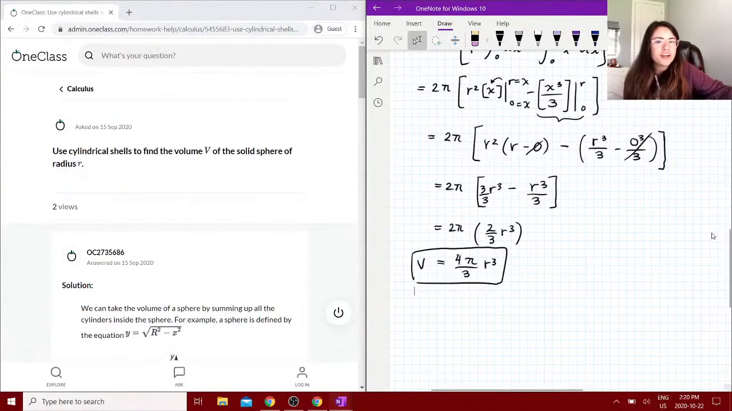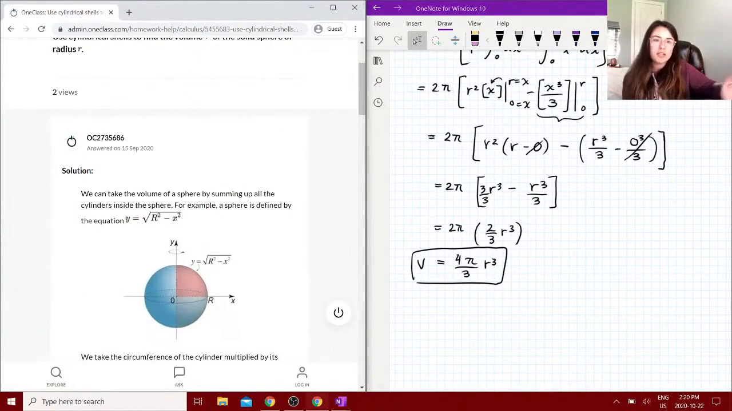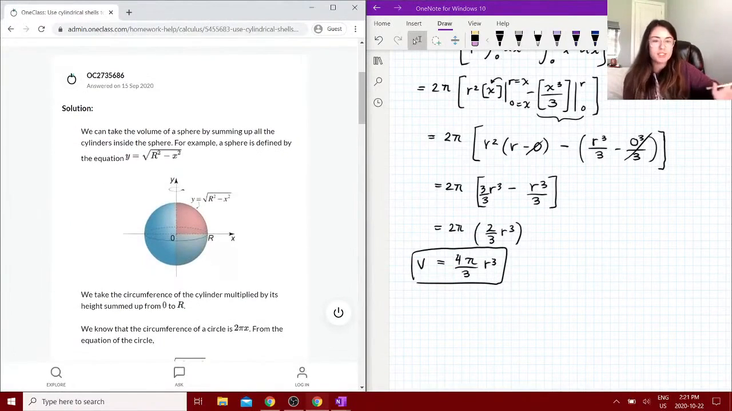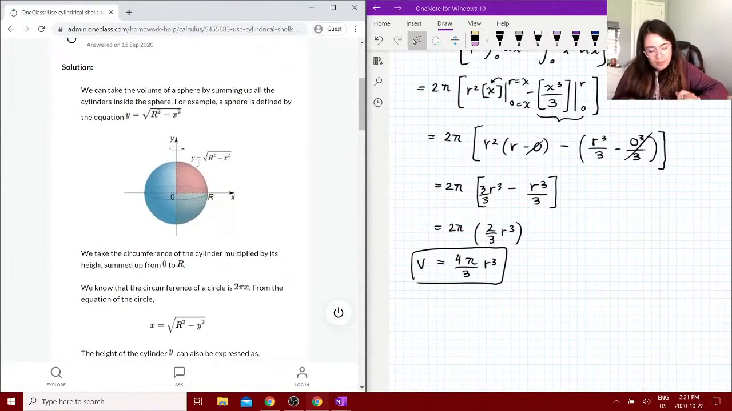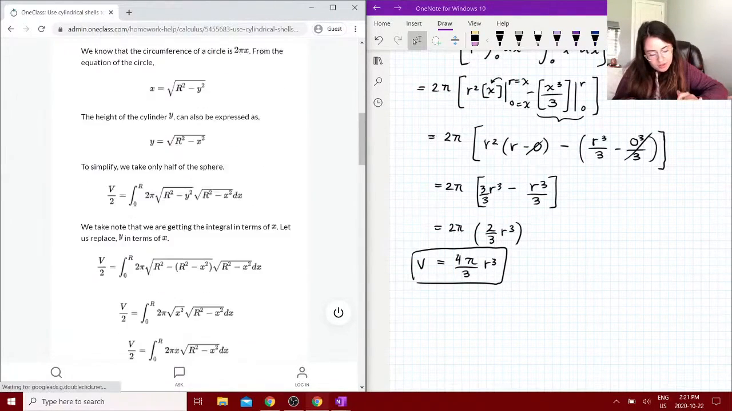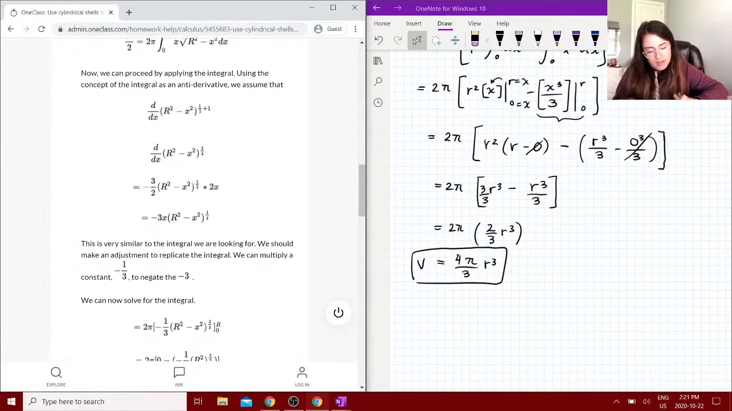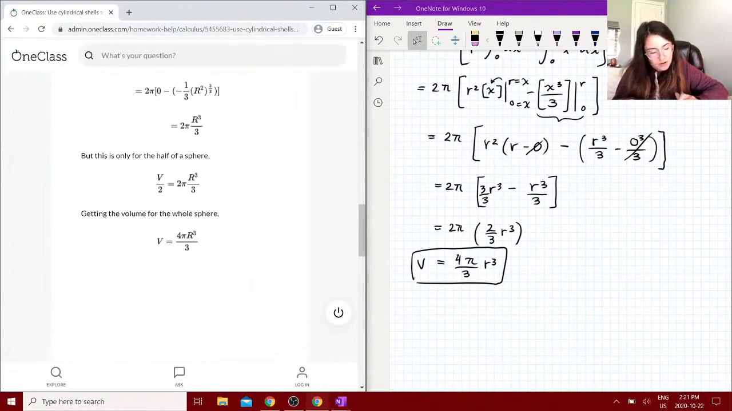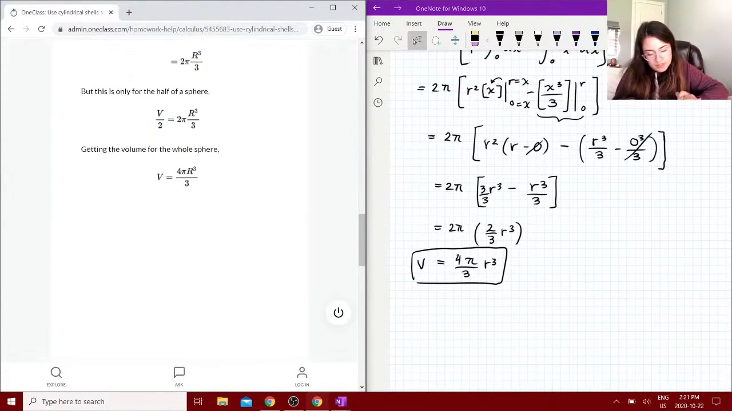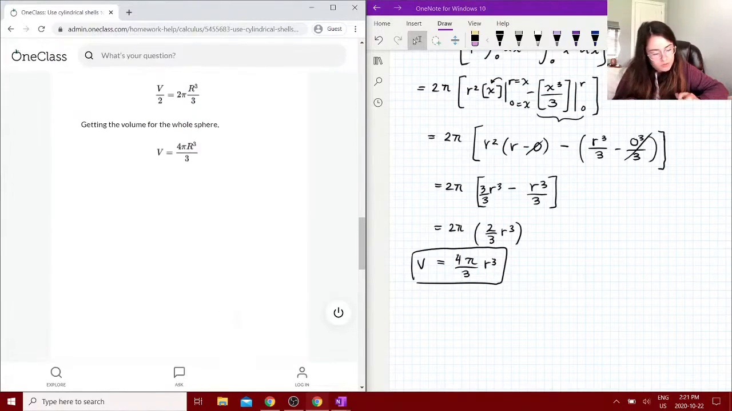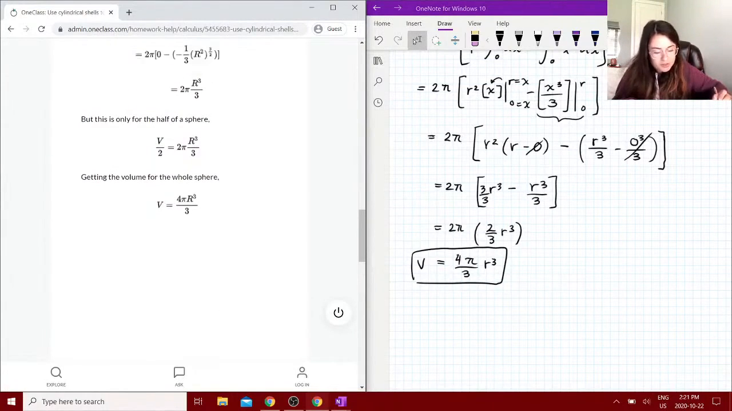Now you probably already recognize this as the volume of a sphere, so we know we did well, right? So I did this a little bit differently than the solution here, just because this is the way that makes sense to me, especially using the imagery of taking orange slices. So if we look at the solution here, they go about it a little bit differently. But ultimately we get the same answer, and there are a few more steps that they include. Like I said, here we get the volume of a whole sphere, and comparing to ours, we have the same thing, okay?